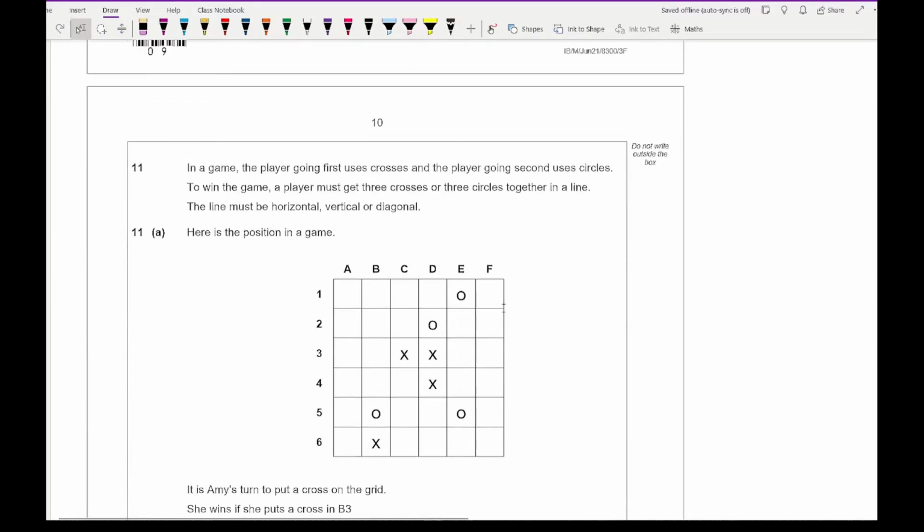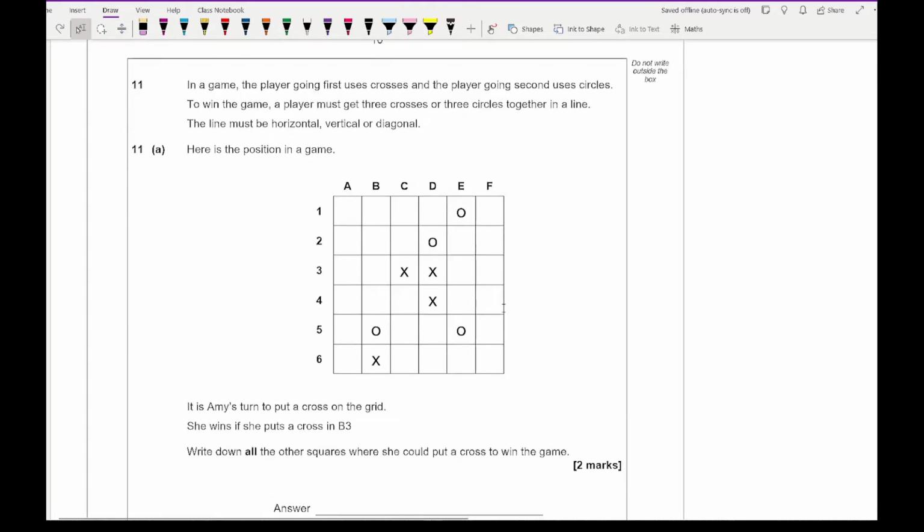Moving on to question 11, it says, in a game, the player going first uses crosses and the player going second uses circles. To win the game, a player must get 3 crosses or 3 circles together in a line. Here is the position in a game. It is Amy's turn to put a cross in the grid. She wins if she puts a cross in B3. Write down all the other squares where she could put a cross to win the game.